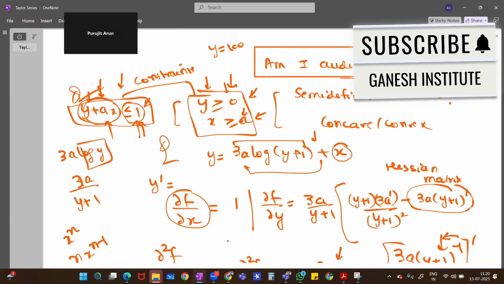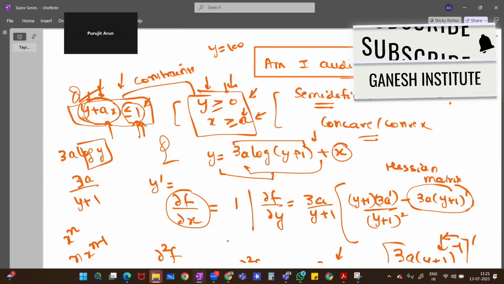How could that be possible, ma'am? Because the constraint is given in the question itself. The question has asked me to find out whether this function is semi-definite, and concave or convex. Find this out, if the possibility for y, x, and everything is this. So that's a constraint that has already been given to us.